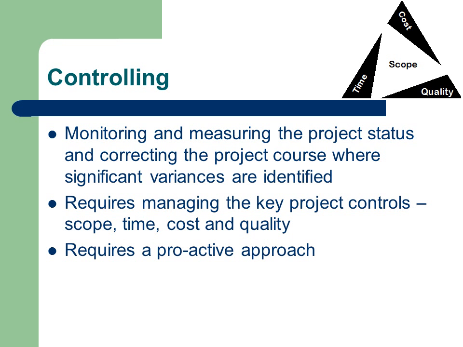What is controlling? It's monitoring and measuring the project status and correcting the project course if significant variances are identified. The Project Management Plan, or PMP, is the document which describes the monitoring and control procedures. The subplans, or baseline plans, which support the PMP are the bases against which project progress is measured. Controlling's all about managing the key project controls: scope, time, cost, and quality. This is a delicate balancing act.